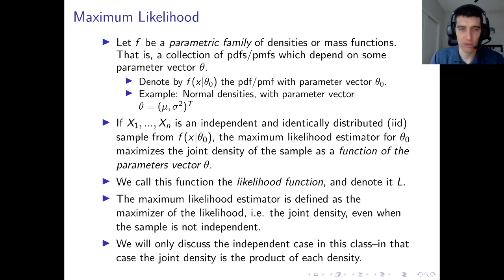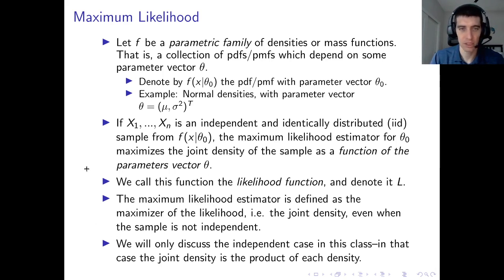And in general, I've specialized this to the IID setting as I've introduced it. It holds that the maximum likelihood estimator maximizes the joint density even when the sample is not independent, but that's a case we won't look at in this class.